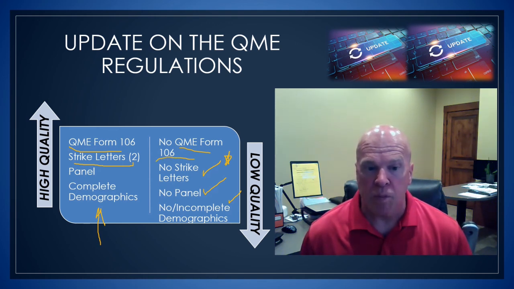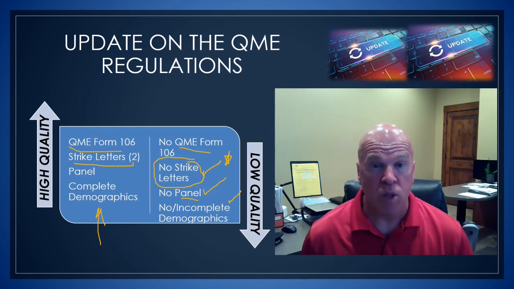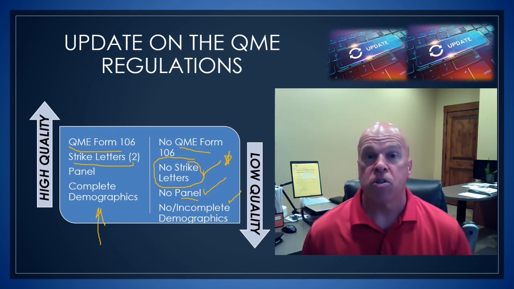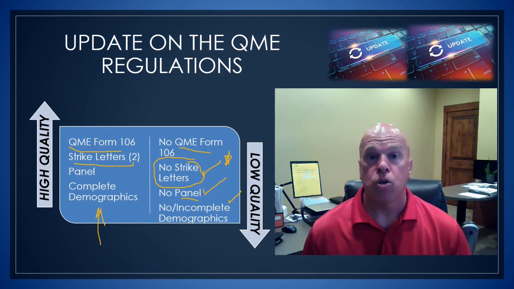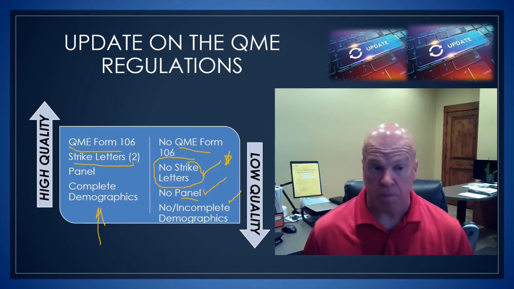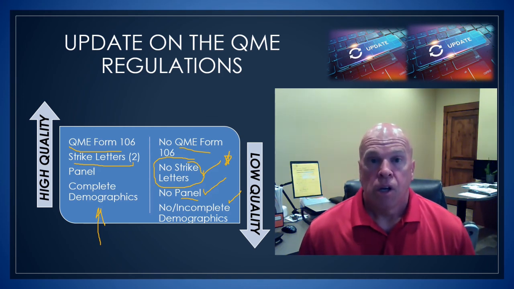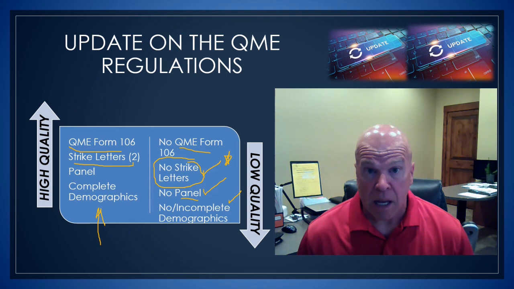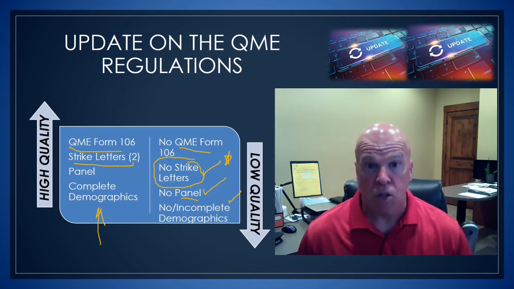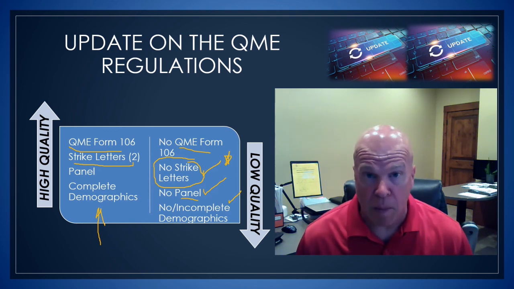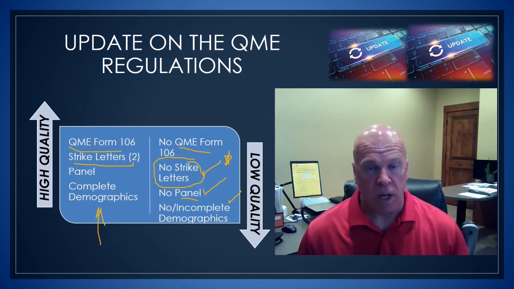If you're unable to obtain the strike letters, even though you are able to get a panel, you are able to get demographics, and maybe you are able to get QME Form 106, but you're not able to get copies of the strike letters, it's a red flag. It's a red flag, and you could be scheduling an appointment for which you'll either not get paid or the profitability of the appointment will diminish because the cost of administering the appointment is going to very, very quickly escalate.